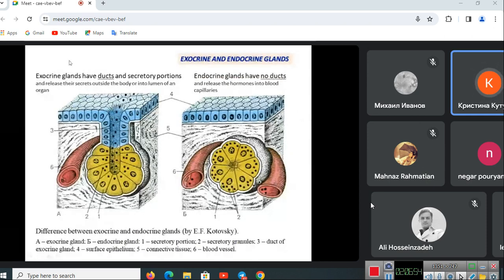Exocrine and endocrine glands. So exocrine glands have ducts. This bluish area is the duct, the tube through which the secrets go from secretory portions where they are produced. The secretory portion here is yellowish. Exocrine glands release their secrets outside the body or into the lumen of an organ. But an endocrine gland has no duct because it releases secrets which go directly to blood capillaries.